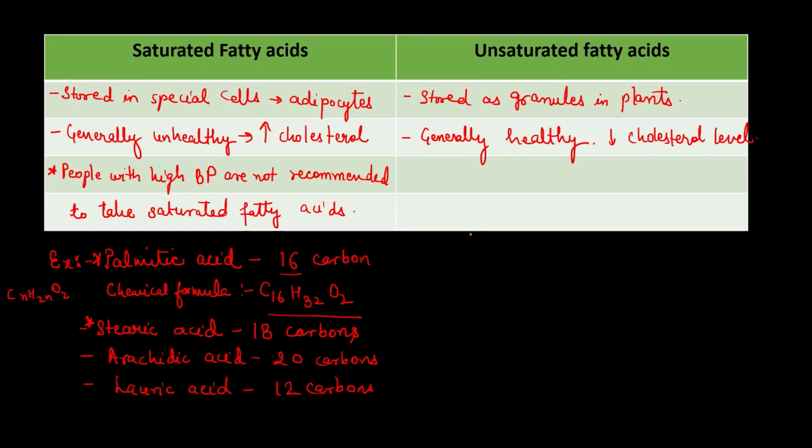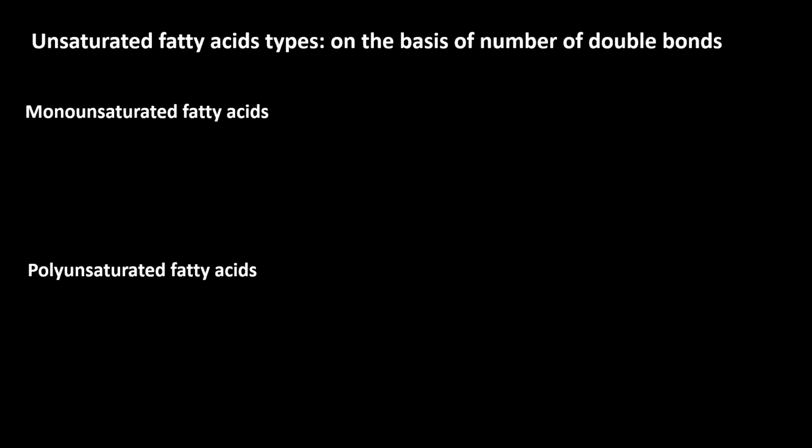Okay. Now, moving to the unsaturated fatty acids. So the unsaturated fatty acids are of two types. And what are the two types? These unsaturated fatty acids are of two types based on the number of double bonds. Okay, based on the number of double bonds. So the first type is monounsaturated fatty acid. So what is monounsaturated fatty acid? This is also known as MUFA, monounsaturated fatty acid.